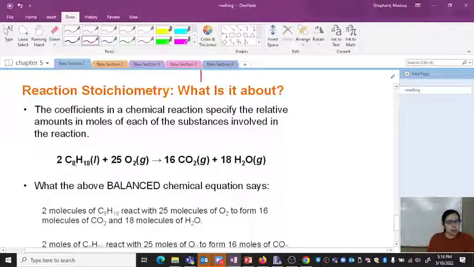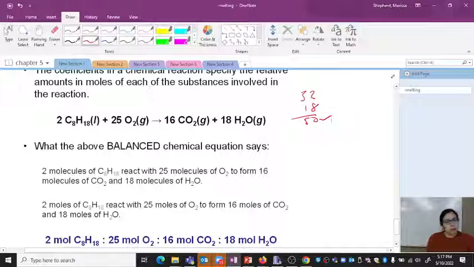So 2 times 8, so we have 16 carbons, 16 carbons. 2 times 18, so that's 36 hydrogens. 18 times 2, 36, so that matches. And then for our oxygens, so 25 times 2, so 50. And then 16 times 2, so we have 32 plus 18, so 50 oxygens on our product side as well. So everything's all balanced.